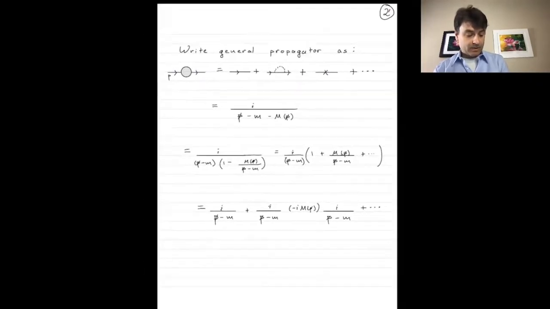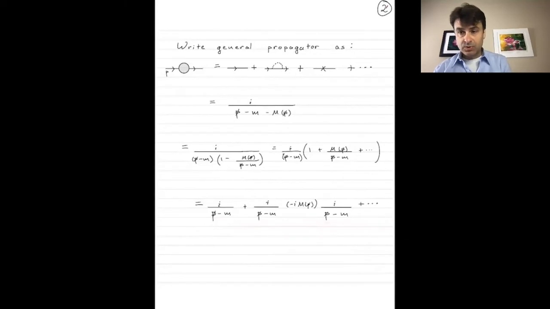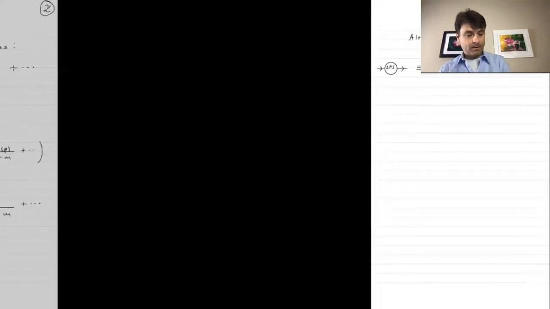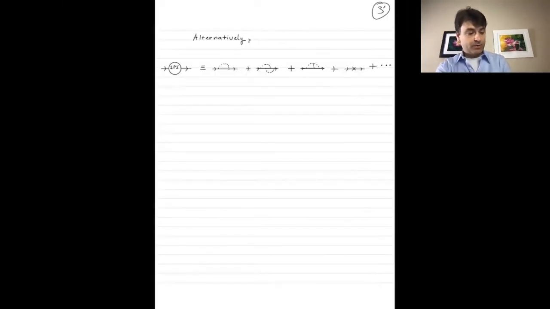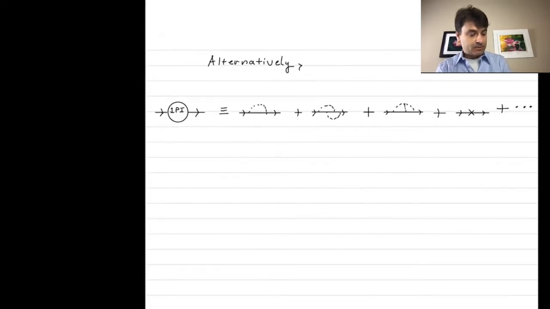Which if we expand out, looks like this. So you should see where things are going now. We're setting up something that we can express in terms of 1PI, single particle irreducible diagrams again. And now it's going to be the minus i M of p slash that we look at. Okay, so namely, the 1PI diagrams look like this.